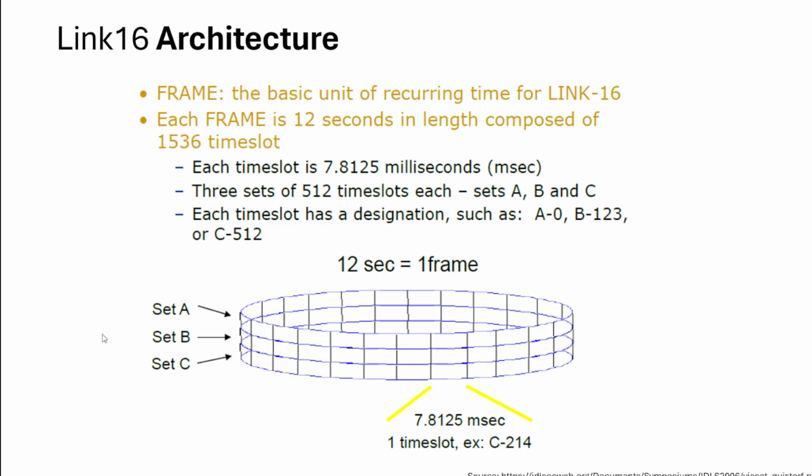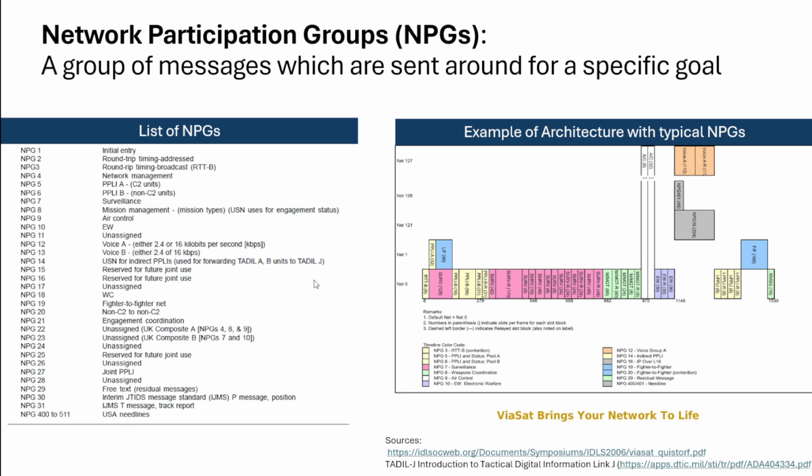So Link 16 was implemented so that inside each one of these different frequencies, which are possible in Link 16, there are the so-called network participation groups, which are listed on the left side of this slide. This is very easy to understand.